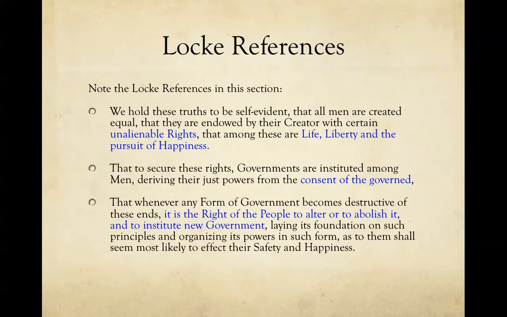And on the same concept, the people have a right to alter or abolish it and to institute new government when the government has become destructive to those ends, to the ends of the inalienable rights that the men have. Be aware of how influential Locke is on Jefferson and how much that is the basis of our legal system.